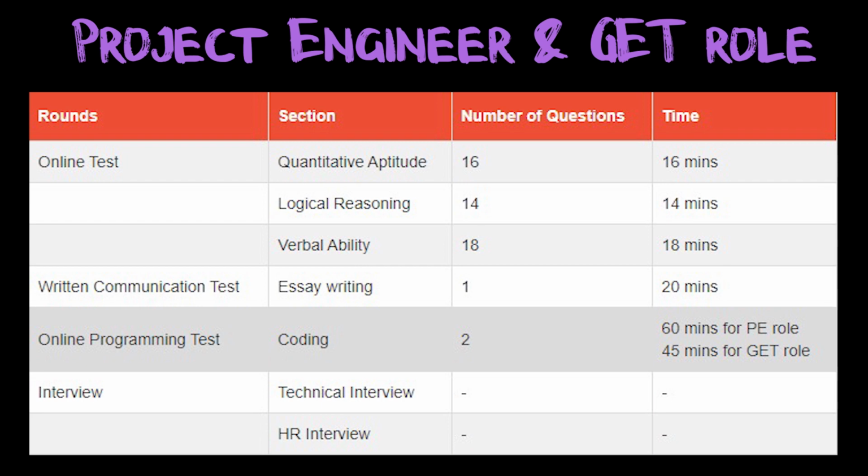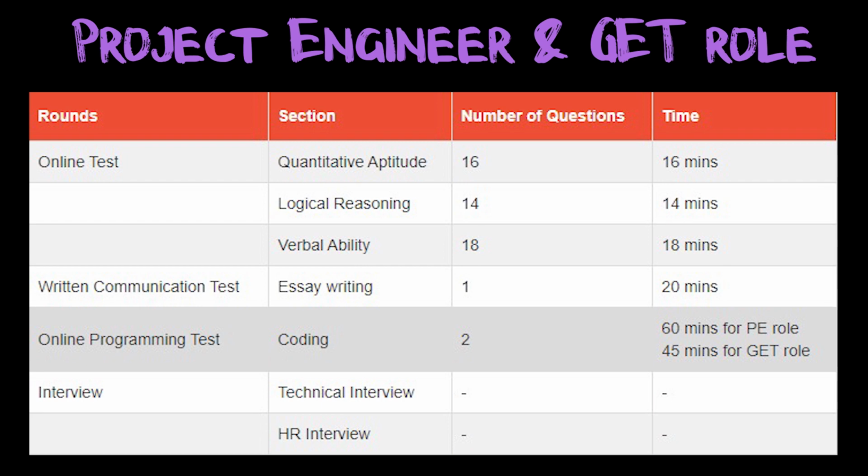The second round is written communication test. This section contains an essay writing of 1 question of 20 minutes. This round is also common for both, that is GET and Project Engineer. So now the third round is online programming test. This is a coding section and here we will have 2 questions of 60 minutes and 45 minutes each.